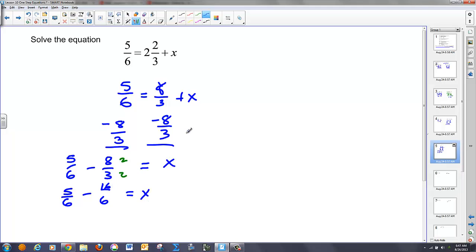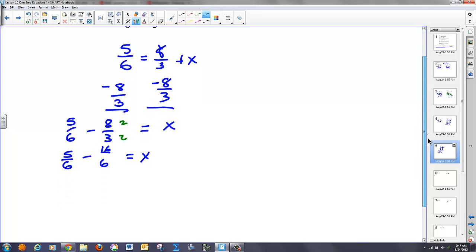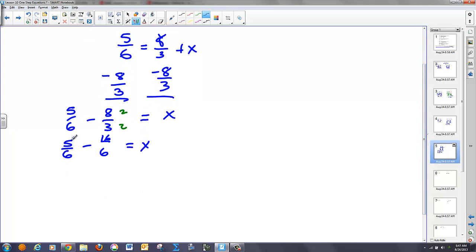Now, notice this is a number subtracted by a bigger number. I prefer to say this is the same as 5/6 plus a negative 16 over 6. So then I take the sign of the bigger number, which is 16, and that's negative, and I subtract 5 from 16, getting me 11 over 6, and my answer is negative 11/6.